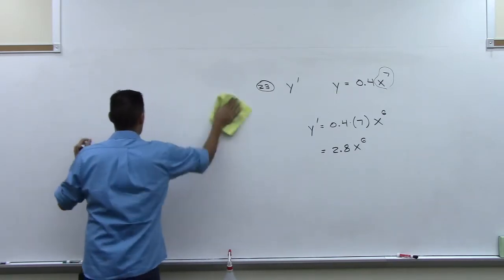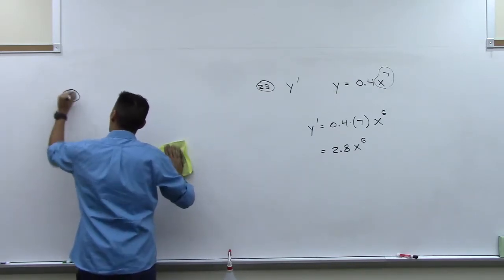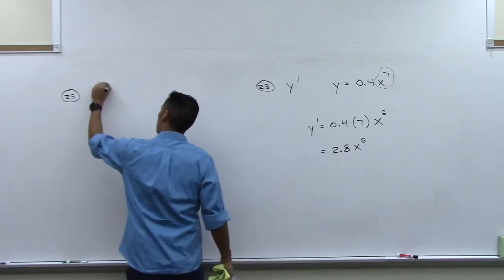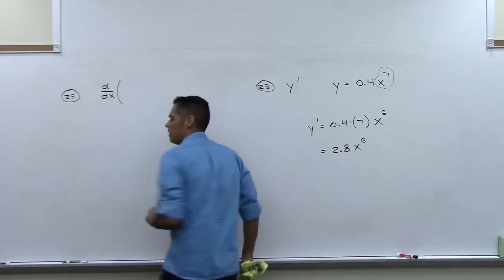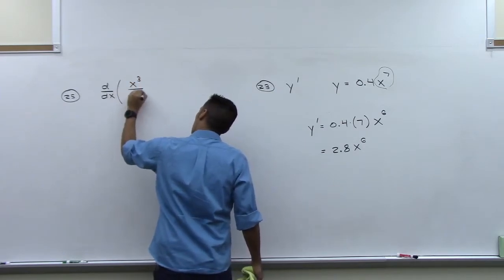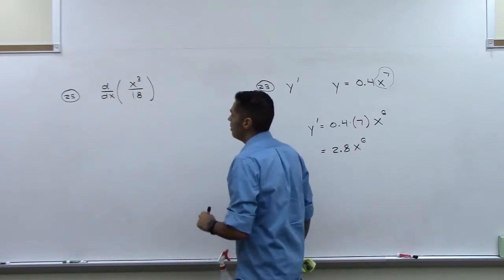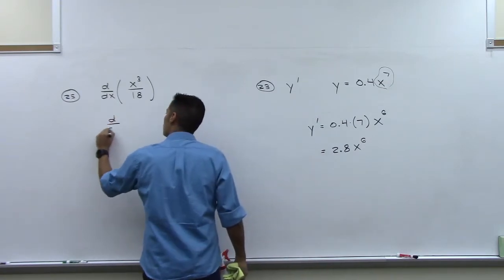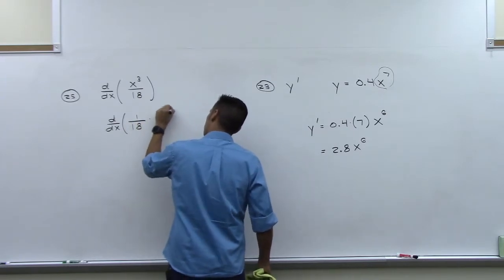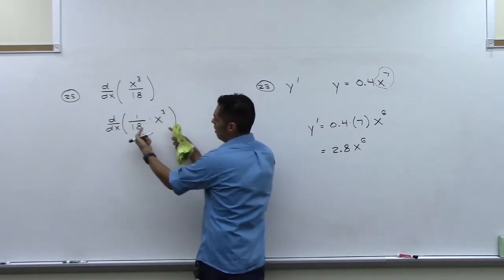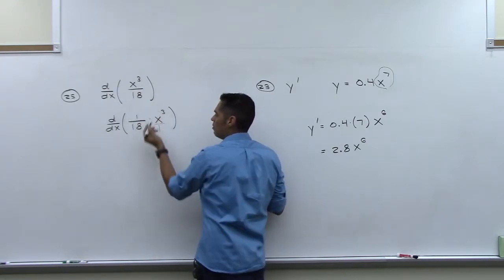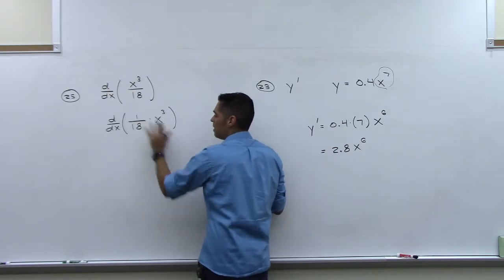Number 25. D dx, so the derivative of x cubed over 18. All right, so for this one, we need to realize that this is the same as 1/18 times x cubed. If we were asked to put these together, this would be like over 1, and you go 1 times x cubed, which is x cubed, and you go 18 times 1, which is 18. So these mean the same thing.